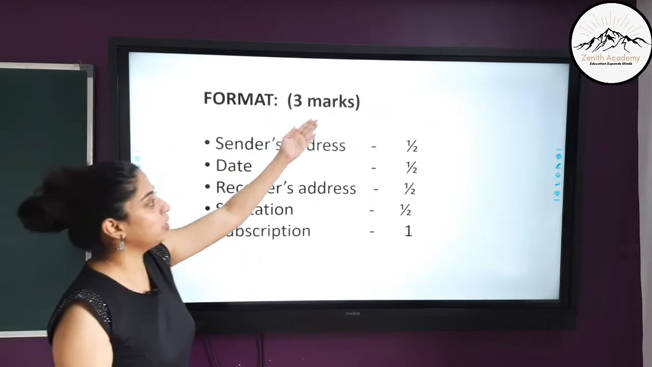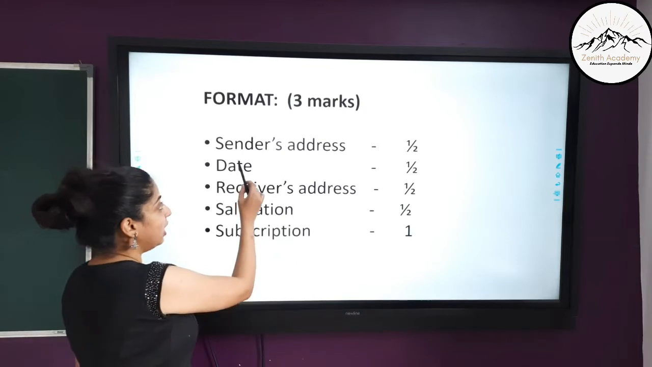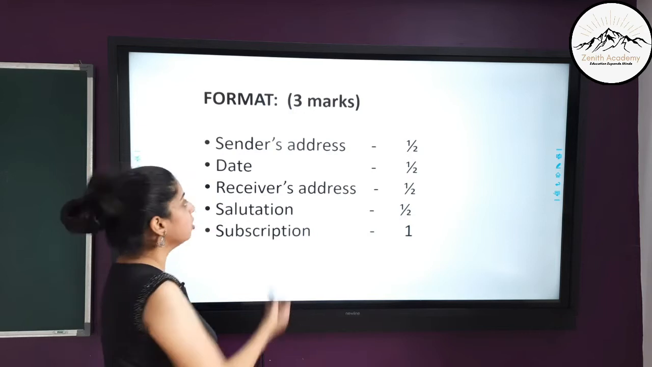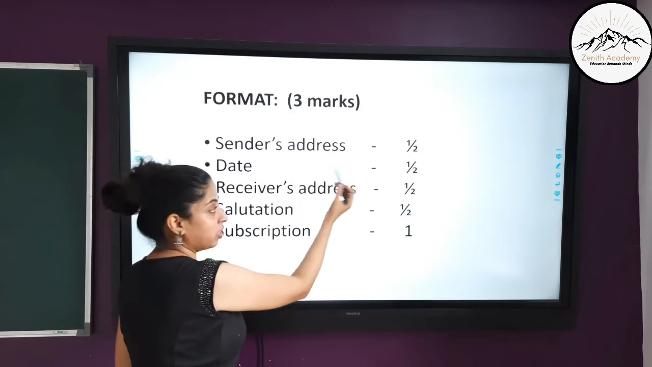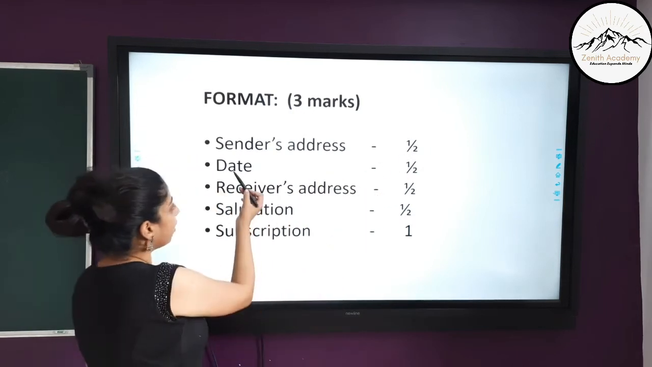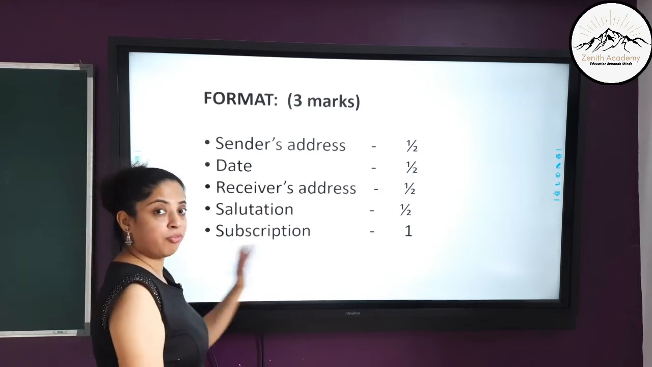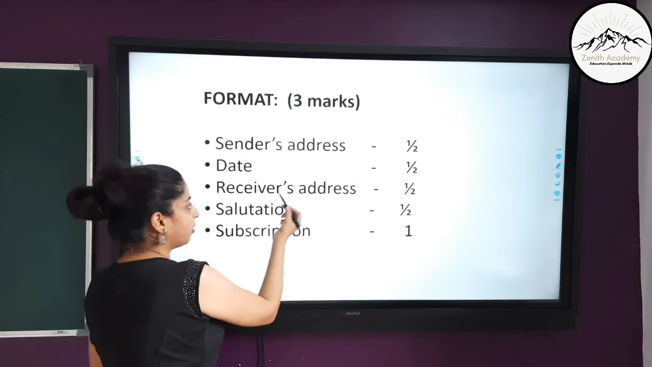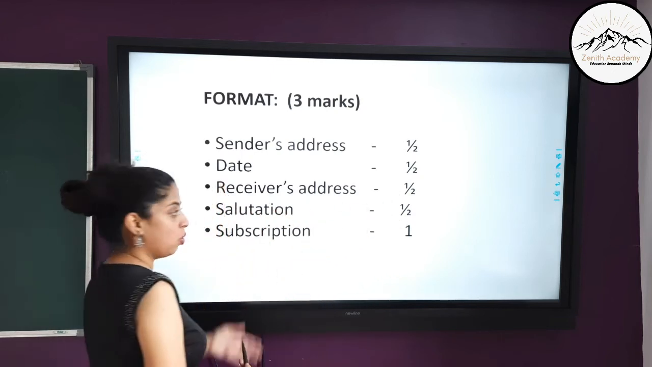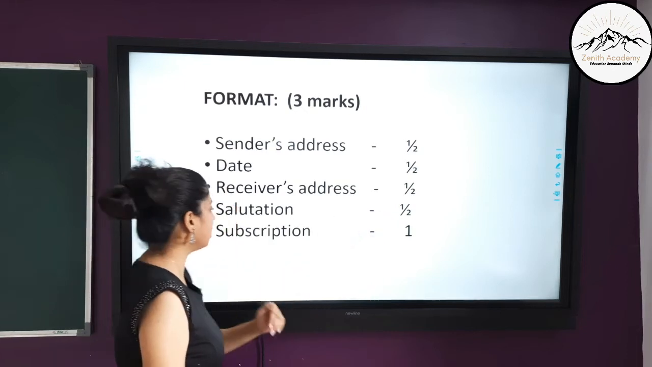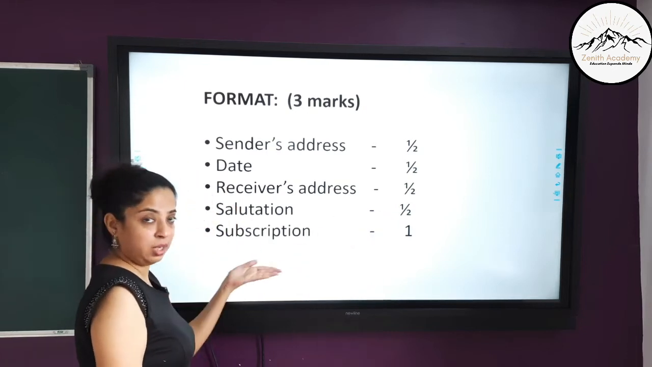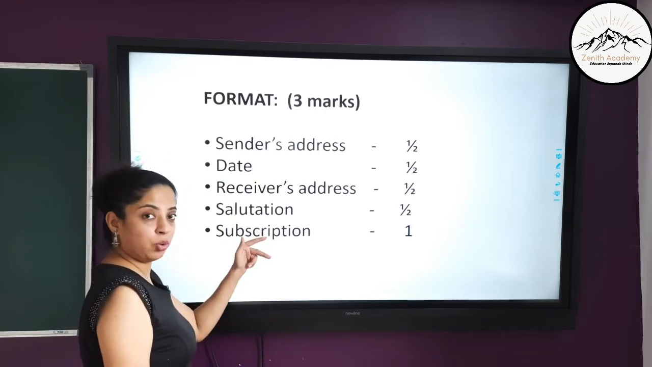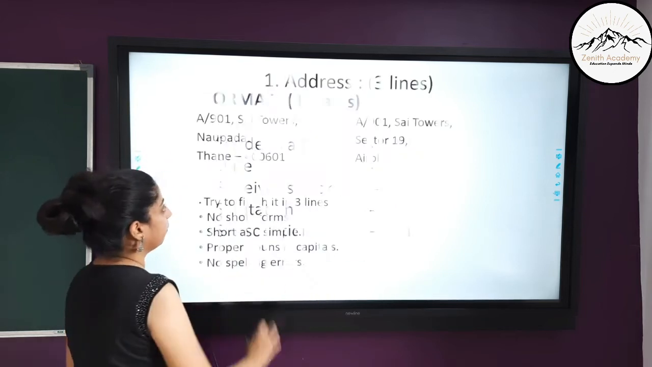So how are the 3 marks distributed? If you write the perfect sender's address, I'll show you how to write it, you get half mark. If you write the date perfectly according to the format that I'll show you, you get half mark. For writing the perfect receiver's address, you get half mark. For writing the salutation, you get half mark. And the subscription, that is the end part, you get 1 mark for it because there are 2 lines in it. I'll tell you how to get this 1 mark perfectly.